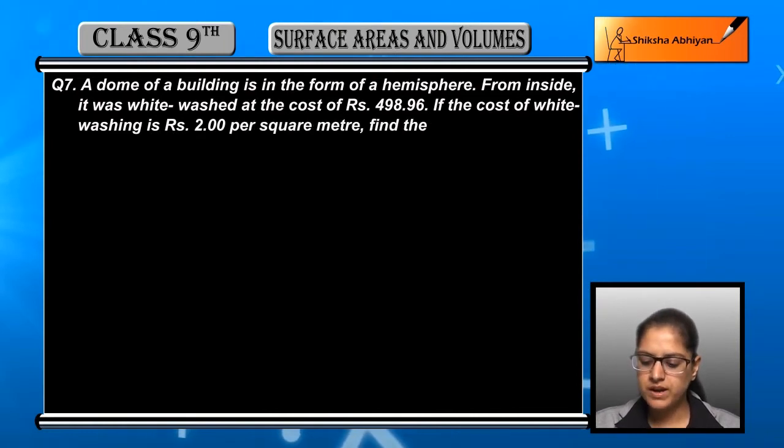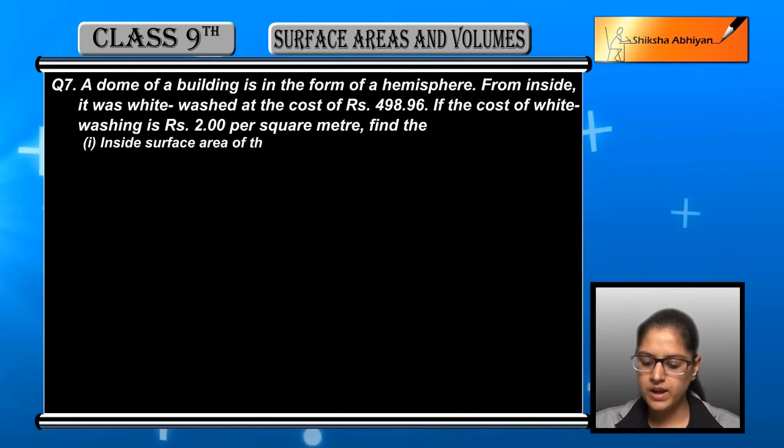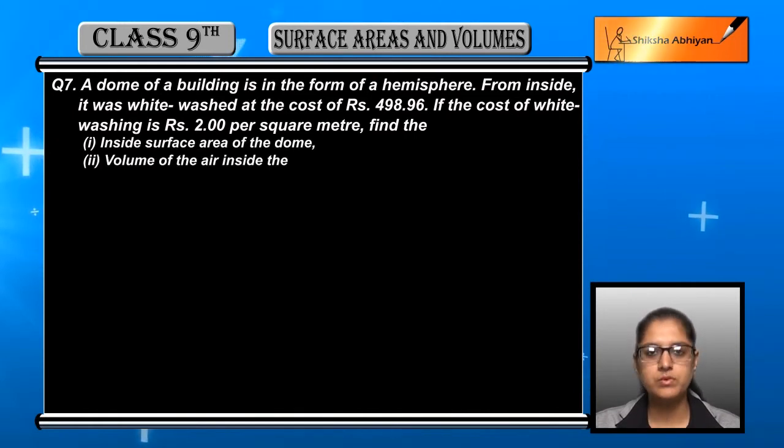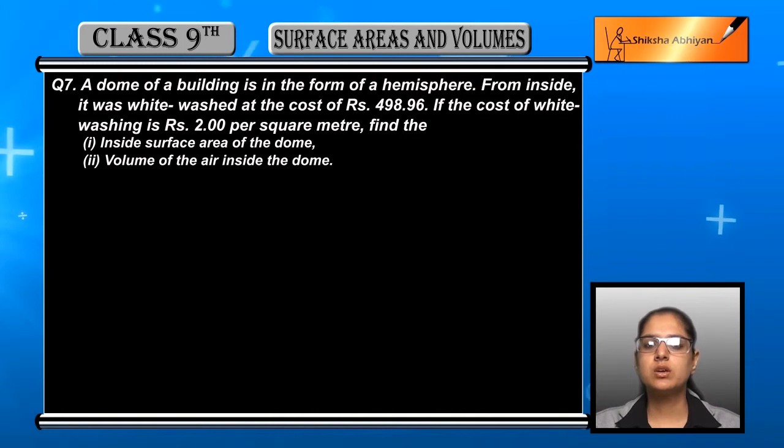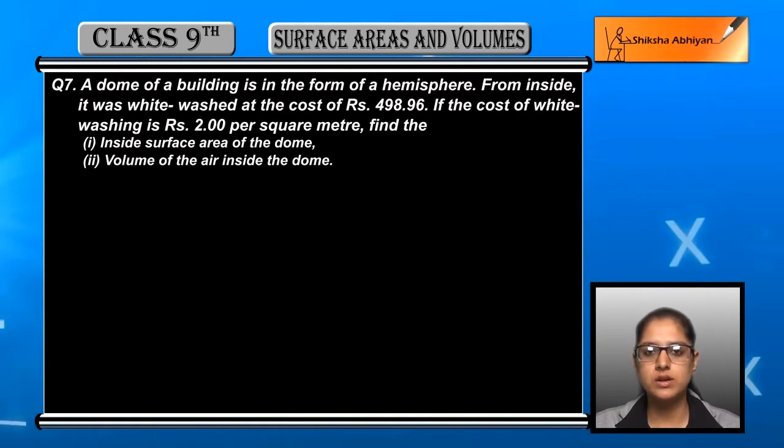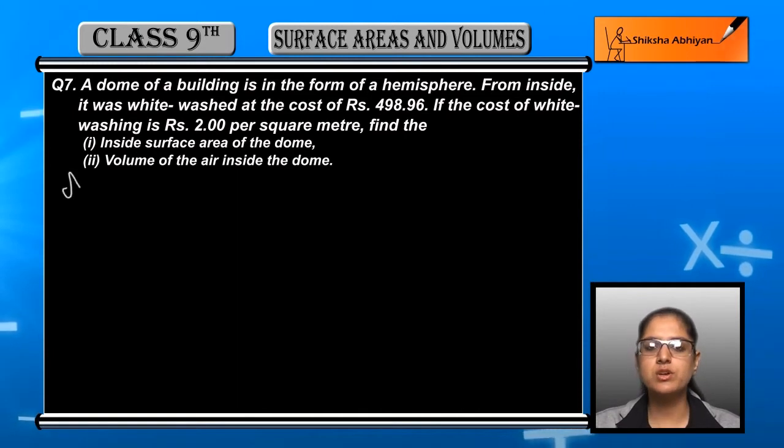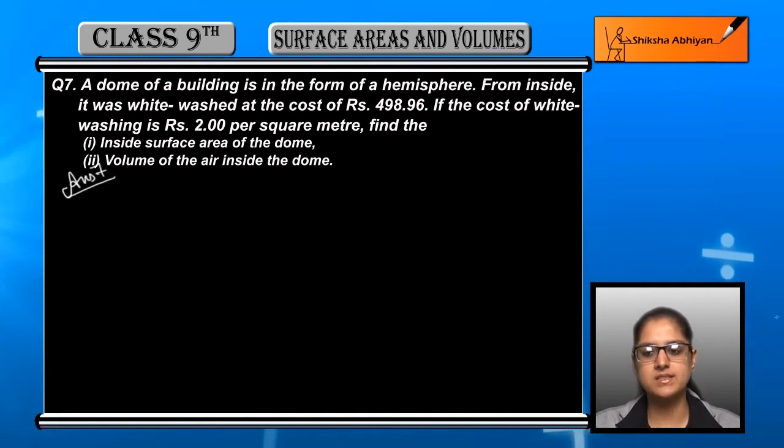Fine. So you have to find the inside surface area of the dome and the volume of air inside the dome. Fine. So first of all, the cost of whitewashing it from the inside, it is given to us already. So the cost of whitewashing is rupees 498.96.